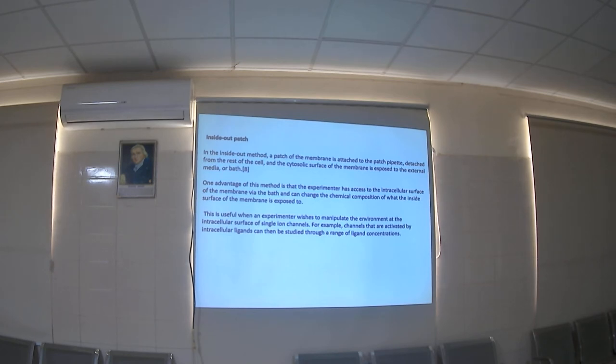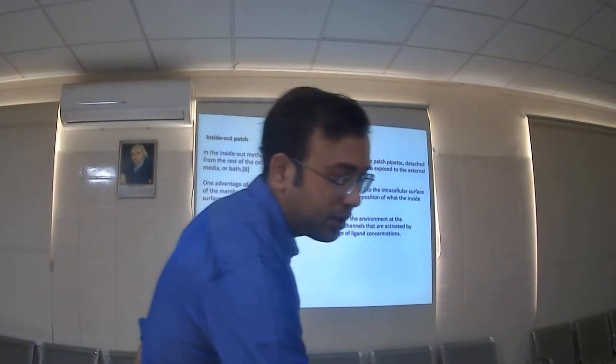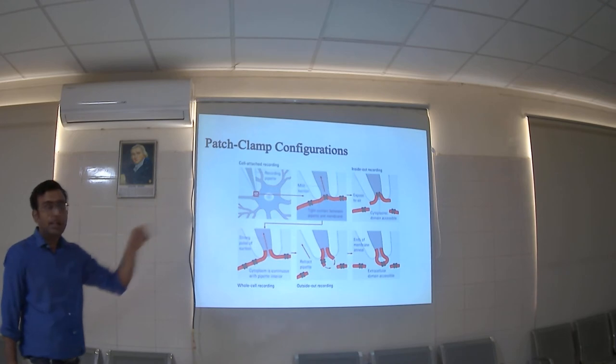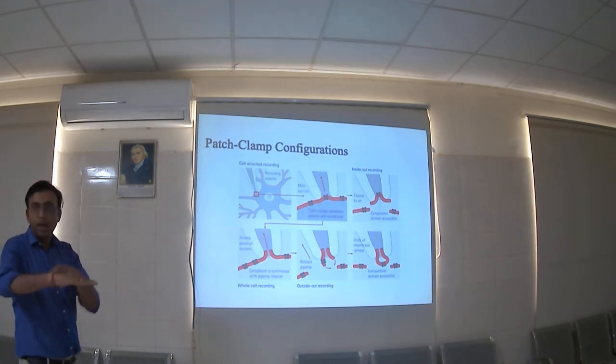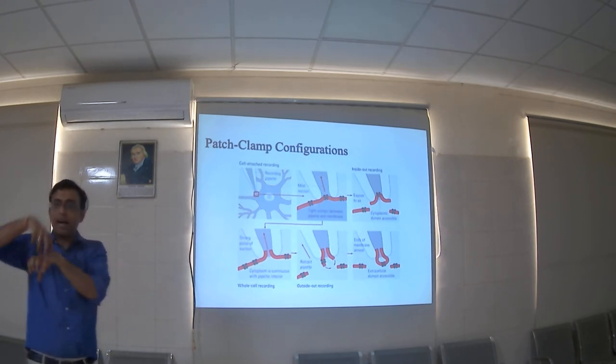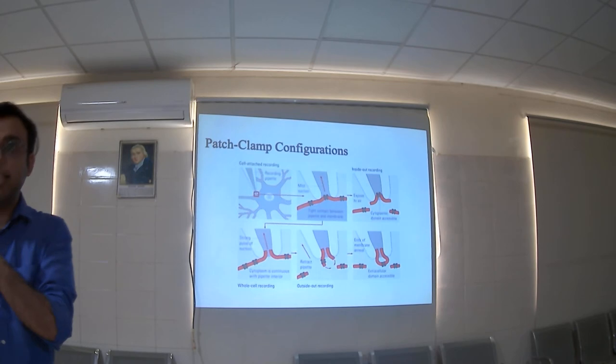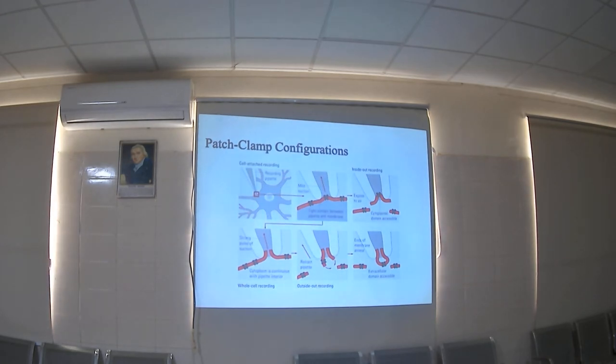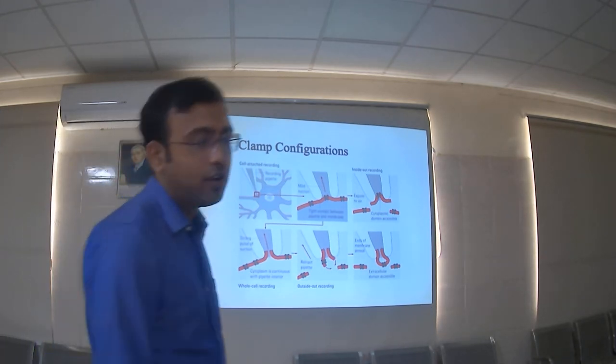This is useful when the experimenter wishes to manipulate the environment at the intracellular surface of a single ion channel. For example, channels that are activated by an intracellular ligand can be studied through a range of ligand concentrations. जैसे I just explained to you. जैसे अगर if you see the third figure from the first, ये अगर ये membrane है मान लीजिए, and this is an ion channel. एक तो बाहर से you can study, जो first method बताया था cell attached में, लेकिन second में inside out में क्या होता है कि we pull out this and we can study the inside of the channel of a membrane. तो फिर we can study various ligand concentrations. You can have many experimental questions that you can answer, but here the advantage is that we can study the inside of an ion channel.